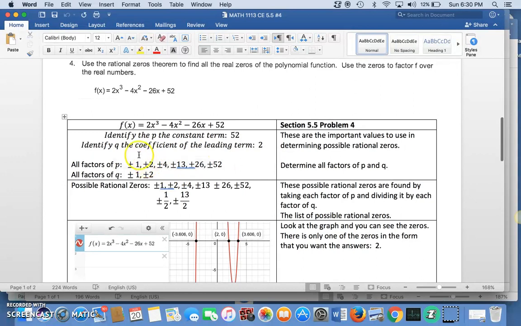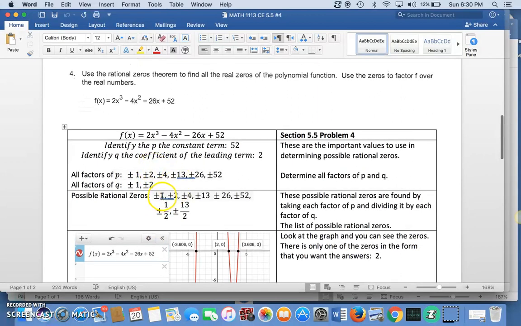Those numbers are there. And then you will take and put them over 2. 1 over 2. 2 over 2 is 1. It's already there. 4 over 2 is 2. It's already there. 13 over 2 gives you a new one. 26 over 2, nothing new. 52 over 2, nothing new. Those are all your possible rational zeros. Not all zeros, but rational.